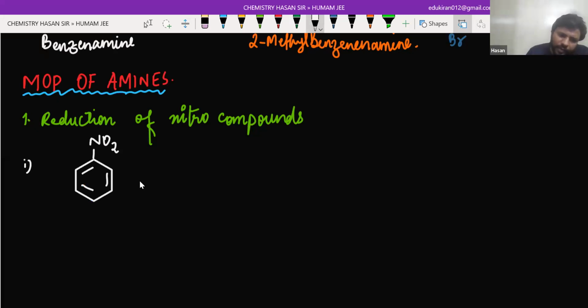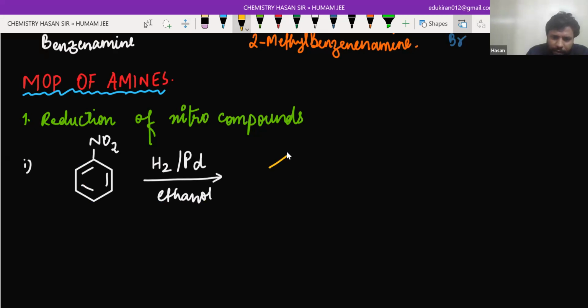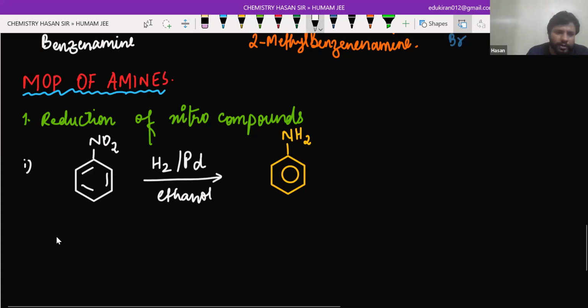and ethanol. So basically, this is a reducing agent, so it will reduce this compound easily, and this oxygen will be replaced by hydrogen, and you will get aniline. Either you can go through this, or the second method is with the same reactant.